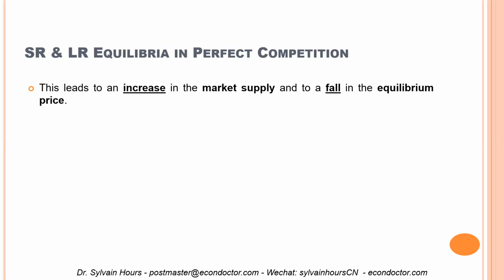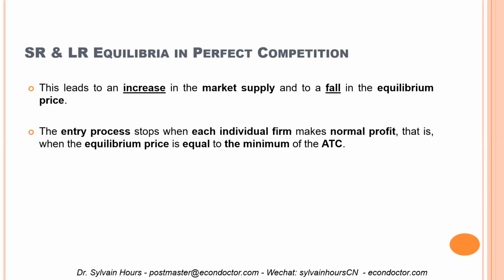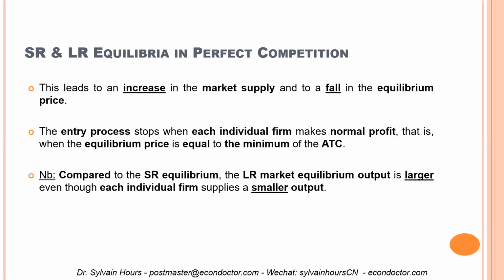the profit that firms make in this market is going to decrease due to this lower market price. And this entry process will stop when all firms in the market make exactly zero economic profit, which is the case when the price is equal to the minimum of the average total cost. We'll see that on the diagram.